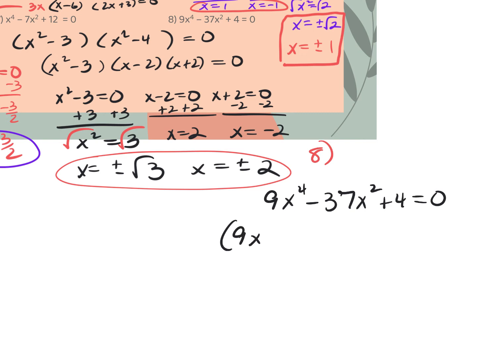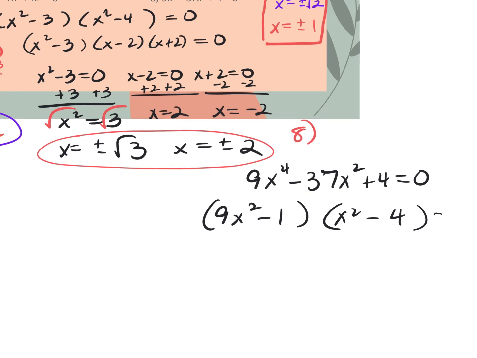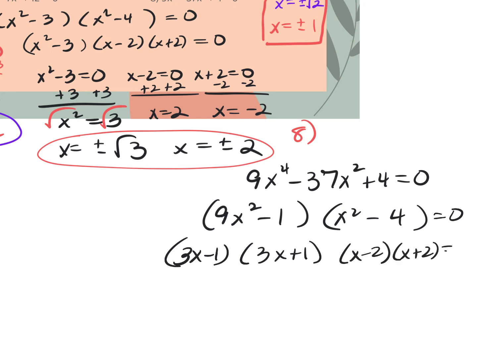So factors in 9x to the 4th are going to be 9x squared, and then just 1x squared. And then my factors of 4 are going to be 1 and 4. But again, you could have done this with grouping. I'm just going to do it fast because these are both the difference of two squares. So now I have to keep going. 3x minus 1, 3x plus 1, x minus 2, x plus 2.